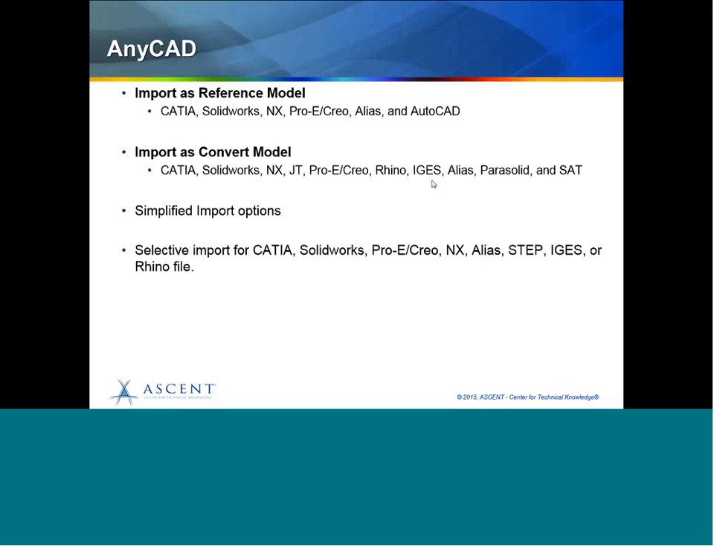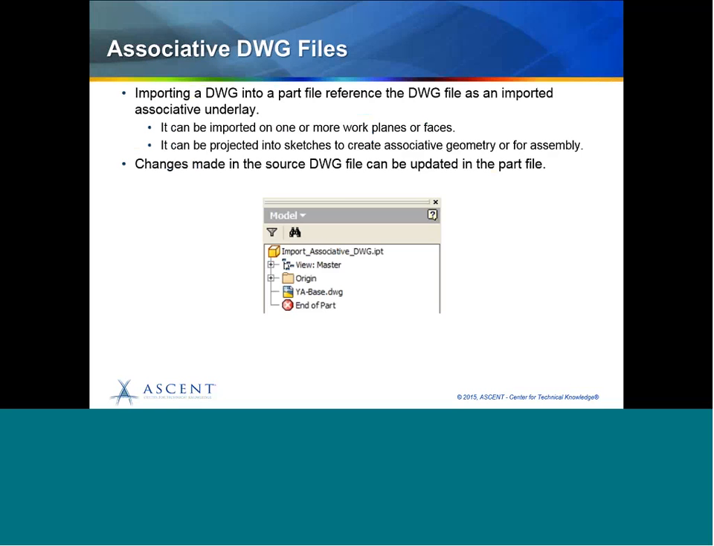And in that same dialog box, you also have the ability to selectively decide what you want to import and bring in. So you have some flexibility in terms of maybe working with a CATIA assembly to pick and choose what you want to bring in. So we'll go in and we'll look at a little bit more of that.